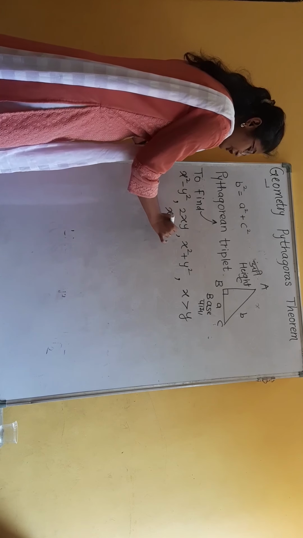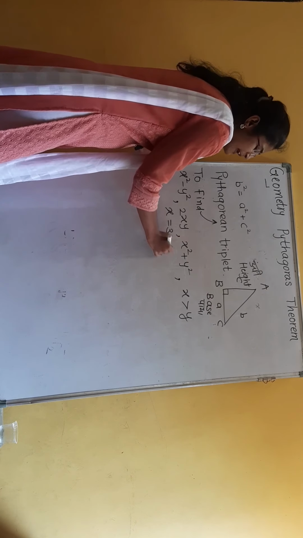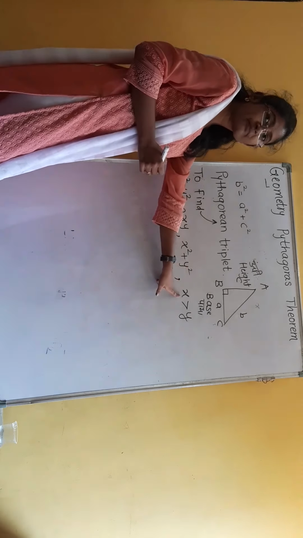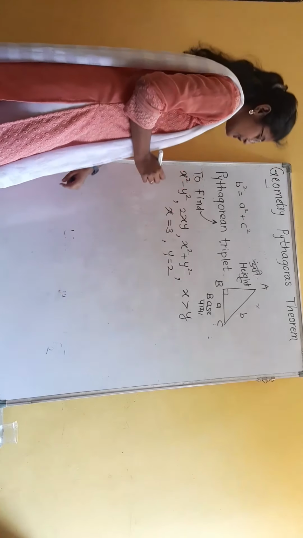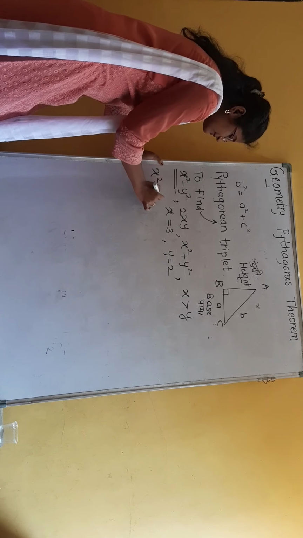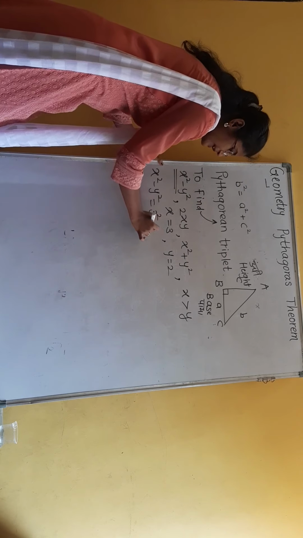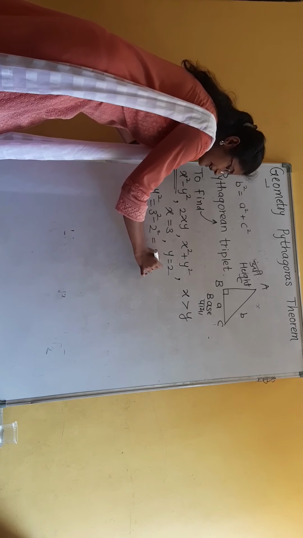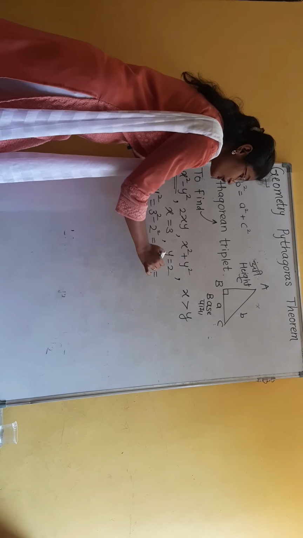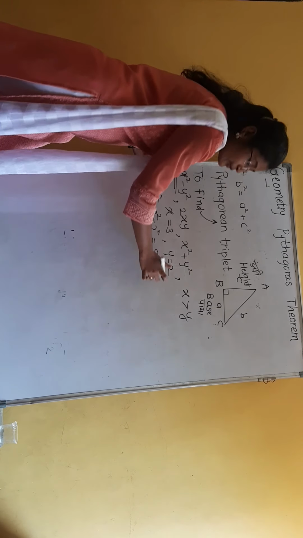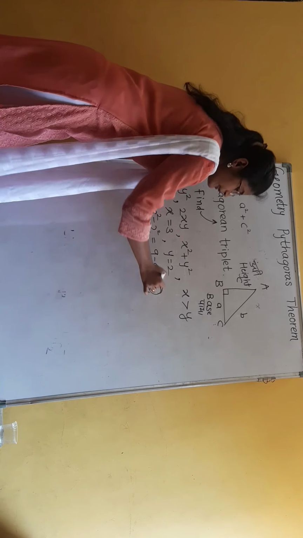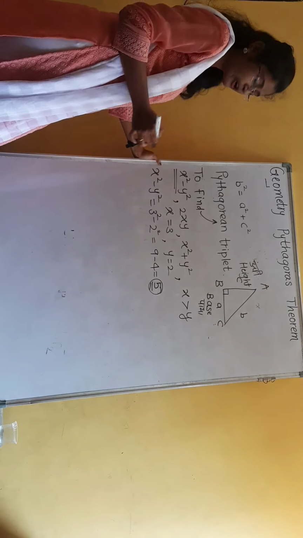Take the value of x as 3 and the value of y as 2, because our x must be greater than y. So put the values in this. x square minus y square means 3 square minus 2 square. 9 minus 4 equals 5. That is our first number of the Pythagorean triplet.